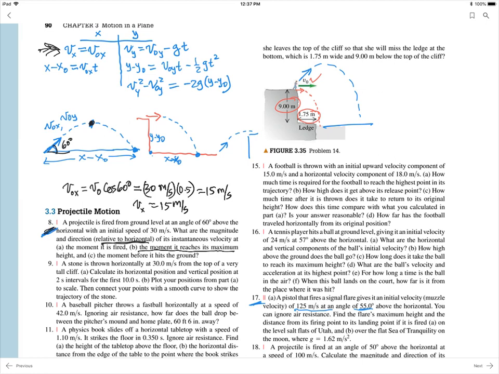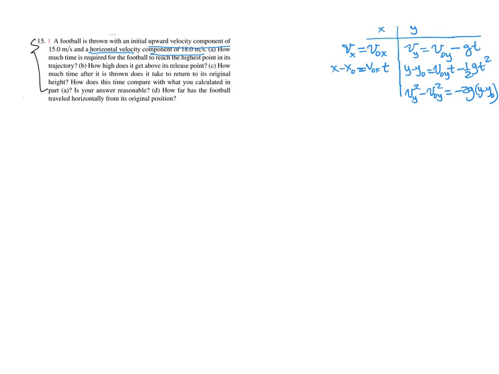If you look at 15, we can do 15 also the same way, because 15 is the same type as the first one. So let's do 15. Start with a simple diagram for the projectile. It's a horizontal line. The projectile is thrown with initial upward velocity, so v0y is 15 meters per second, and v0x, which is the horizontal, is 18 meters per second.